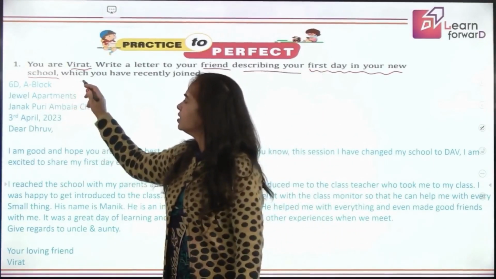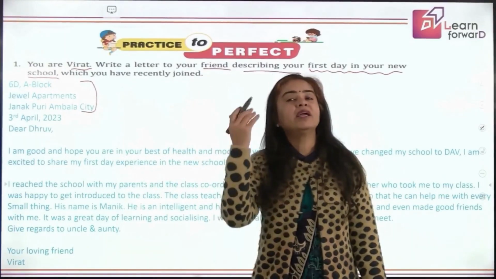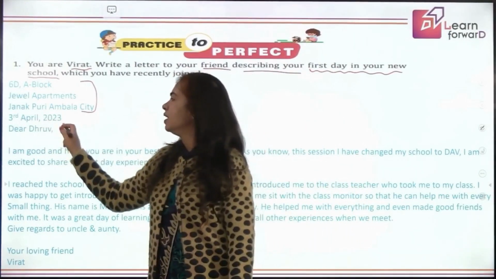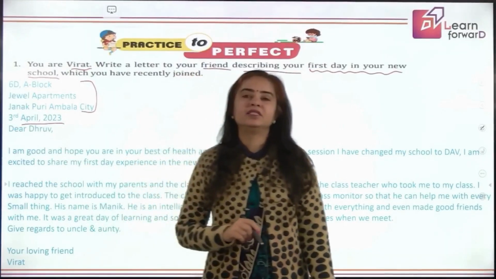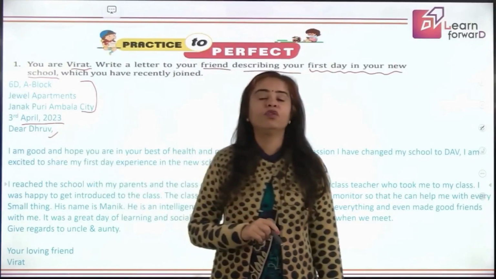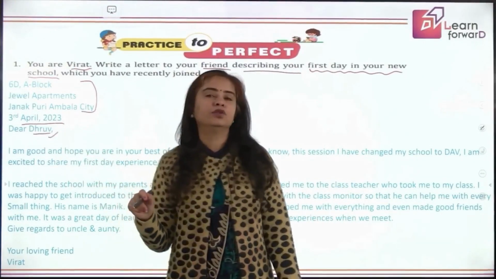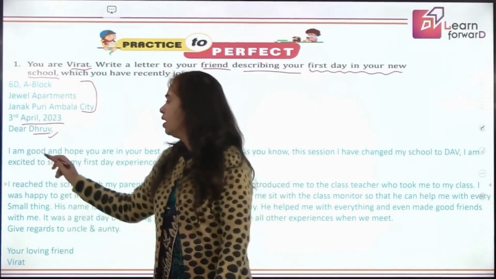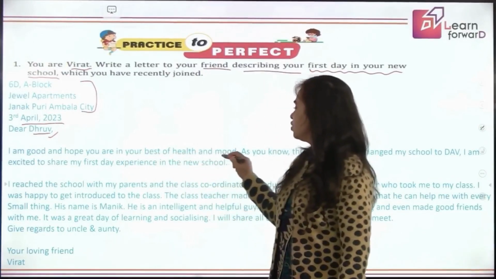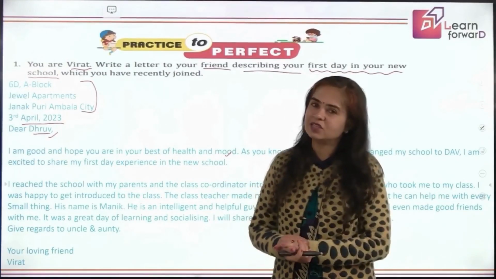See, you have to write your own address. You will write your own address. Then we write the date, 3rd April 2023. And then we write the name of your friend. So whom are you writing to? I am writing to Dhruv. So I say, dear Dhruv, I am good and hope you are in your best of health and mood. So we are just exchanging the well-being of each other.